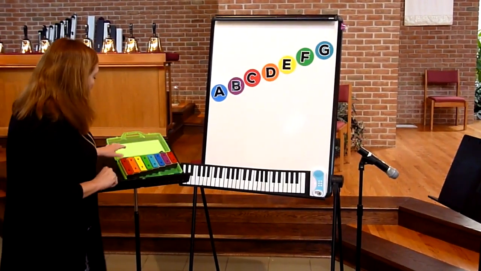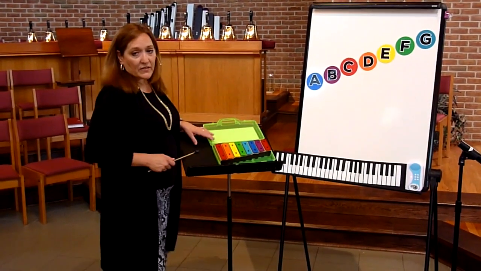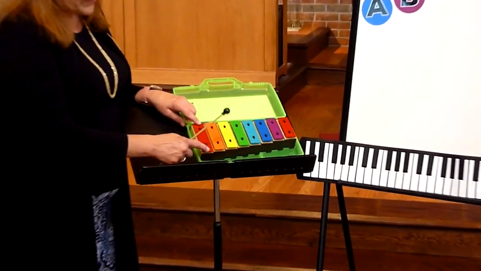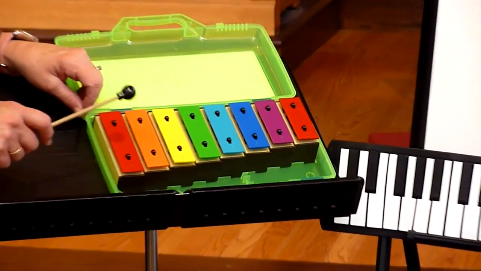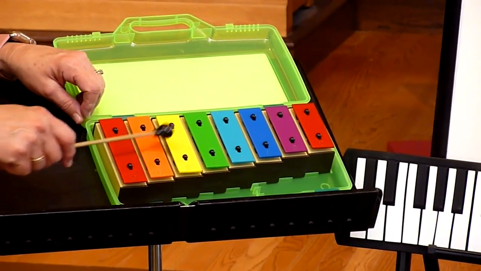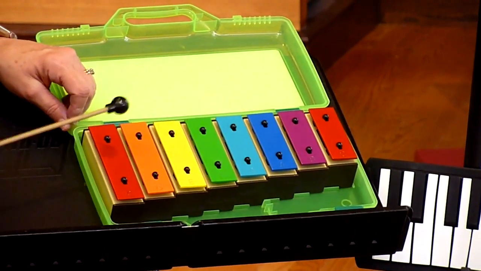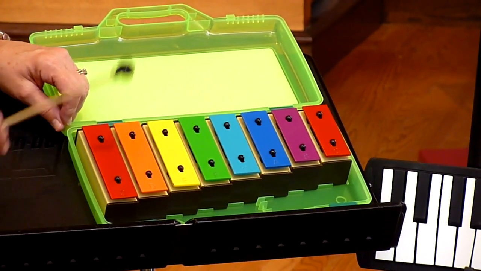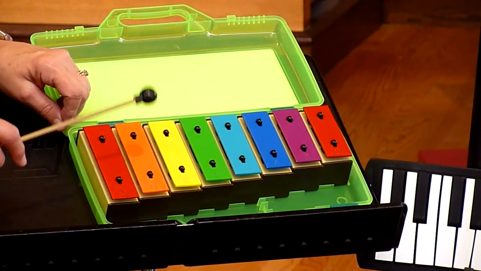Okay. Maybe at home you might have a little xylophone that looks like this. And if you look on your xylophone, it'll tell you, it'll be printed on it, that this is a C, this is a D, and this is an E. So you would just keep doing C, D, E, go right back down, like that.